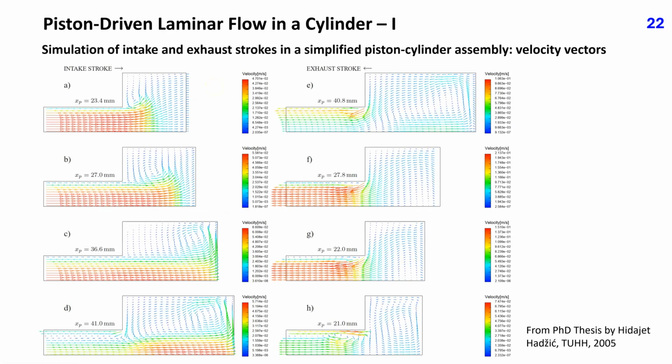The second test case is the simulation of intake and exhaust strokes in a simplified piston cylinder assembly using Cartesian grids and two-dimensional axisymmetric solution domain. The grid in the intake pipe is fixed, while the grid in the cylinder moves according to piston motion.